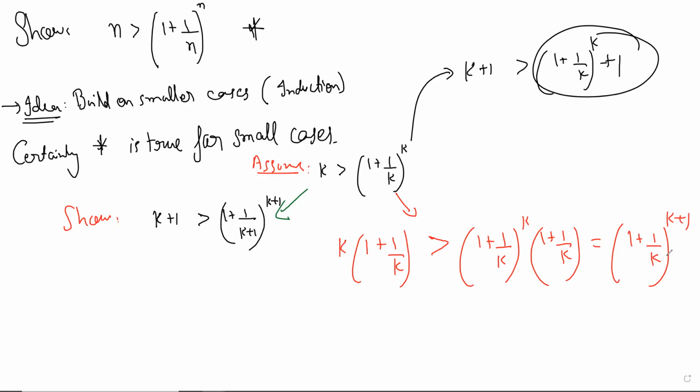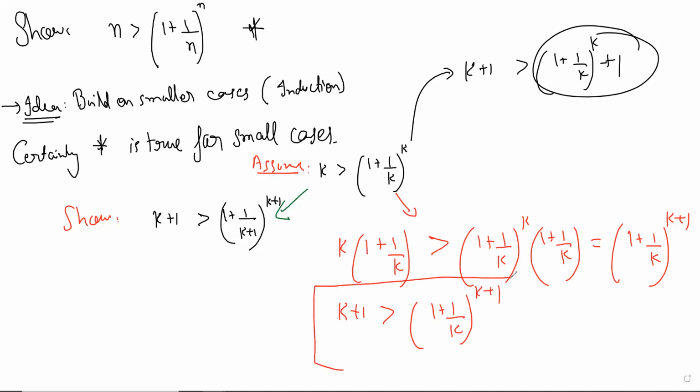So this is certainly true. It means this certainly follows from our assumption, from the case we assume. So the basic idea is simple. You assume a case and you want to show that the next one is also true.